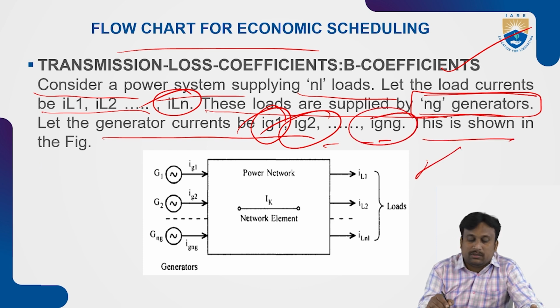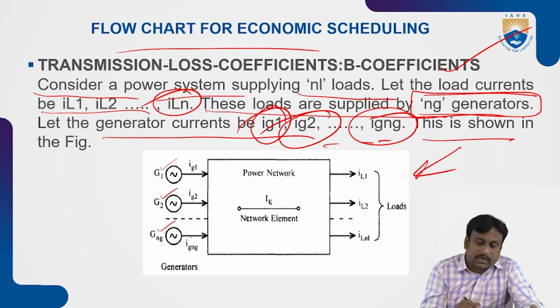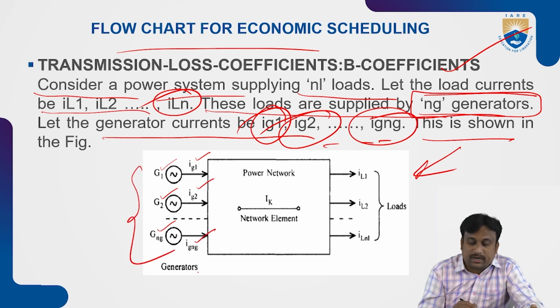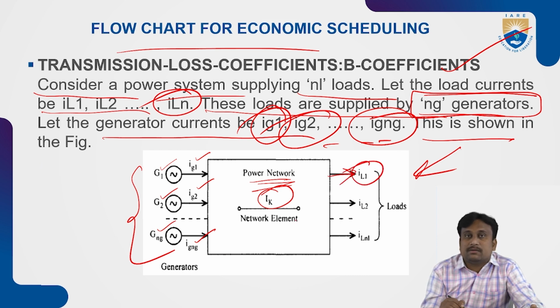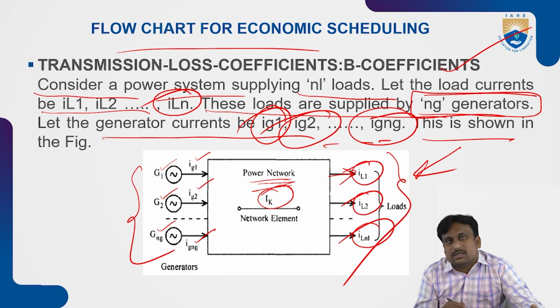Let the generator currents be IG1, IG2 and so on up to IGNG. This is shown in this diagram: we have generator 1, generator 2 and up to NG generators, given with the currents IG1, IG2 up to IGNG. All these generators are connected to a suitable power system network. The network element here is carrying current Ik. These supply the loads IL1, IL2 and finally up to ILNL. All these are called the load combinations.